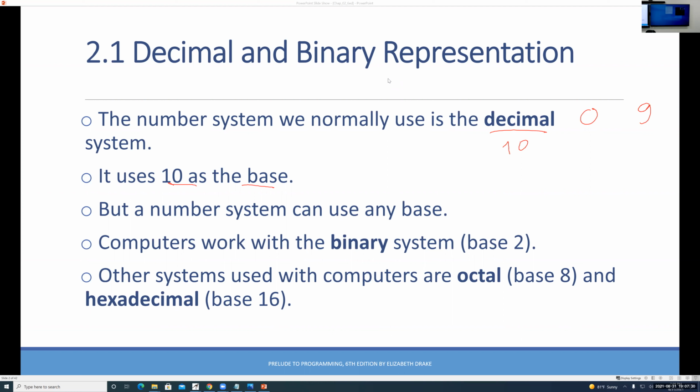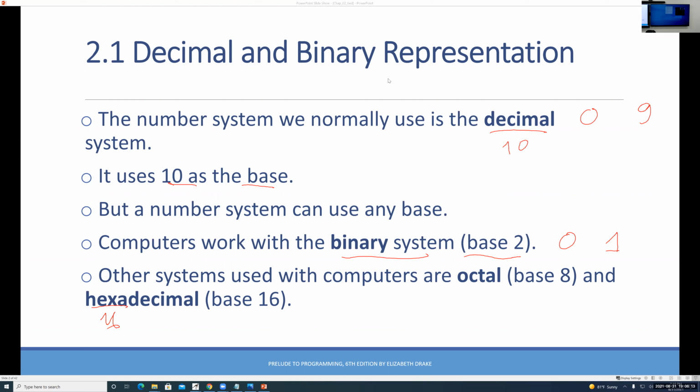But actually, the number system can be any base. It can be by 2, by 3, by 4, by 5, or 8, or 16, whatever. The computer works with the binary system. Binary means 2 here. By 2 means for each digit, you only have 2 values. Remember, for binary, you will only have 1 and 0. Decimal, you have everything from 0 to 9, 10 values. But for the computer, for binary, you have by 2 because you only have 0 and 1. And some other computers can use octal, which is base 8, or hexadecimal, which is base 16.